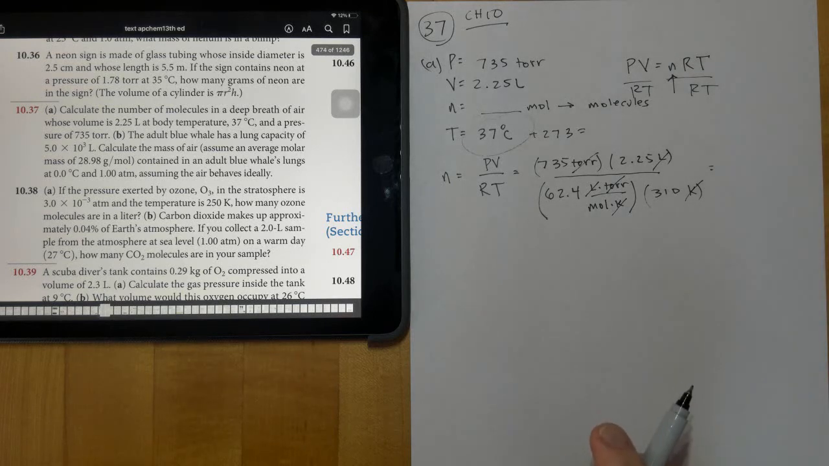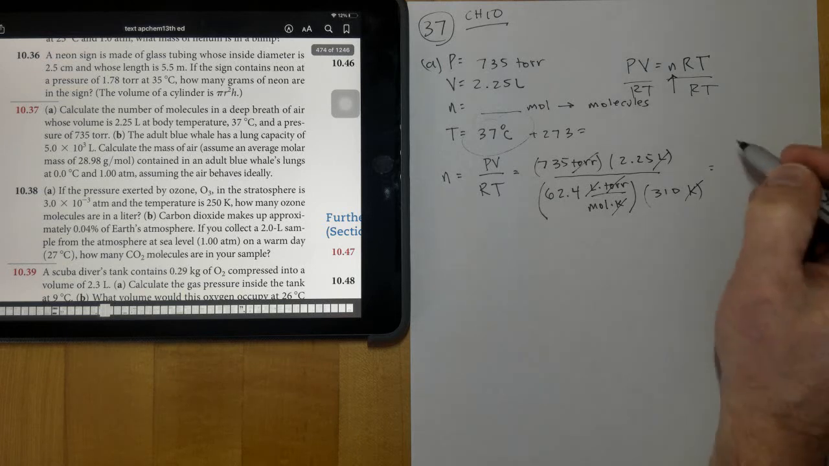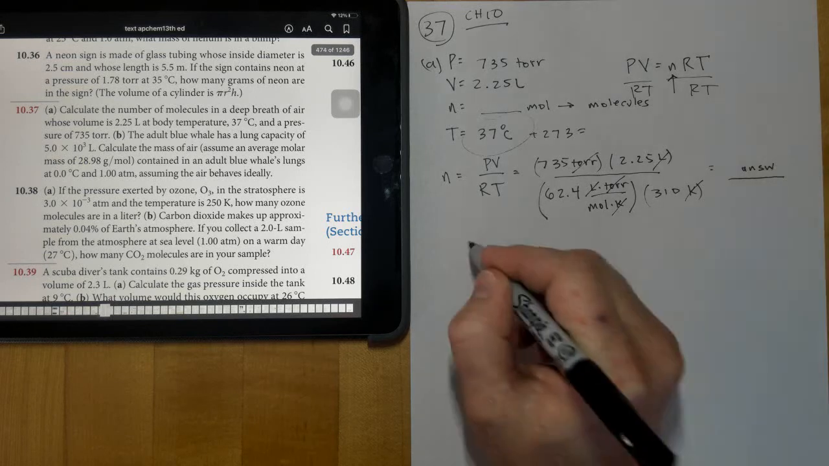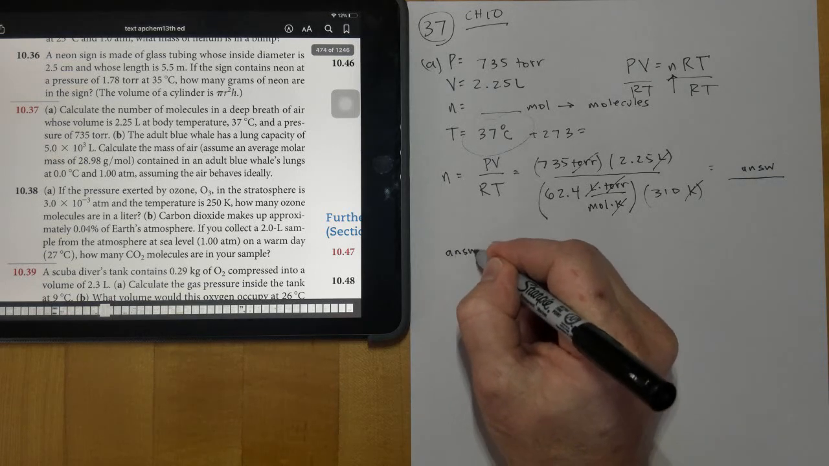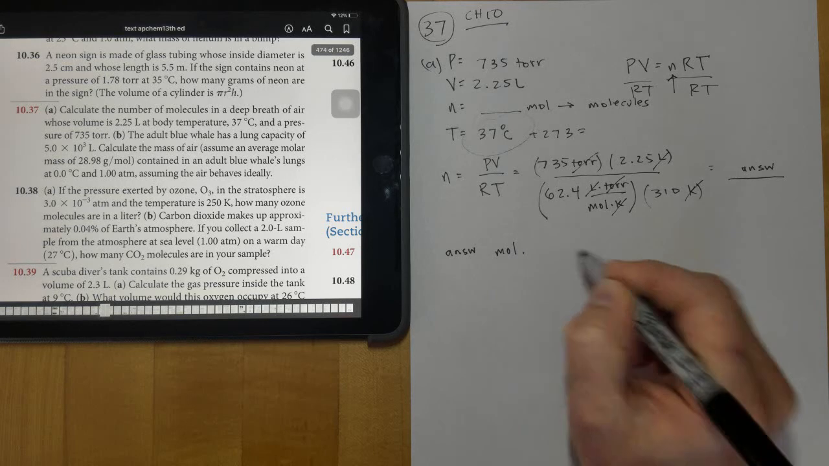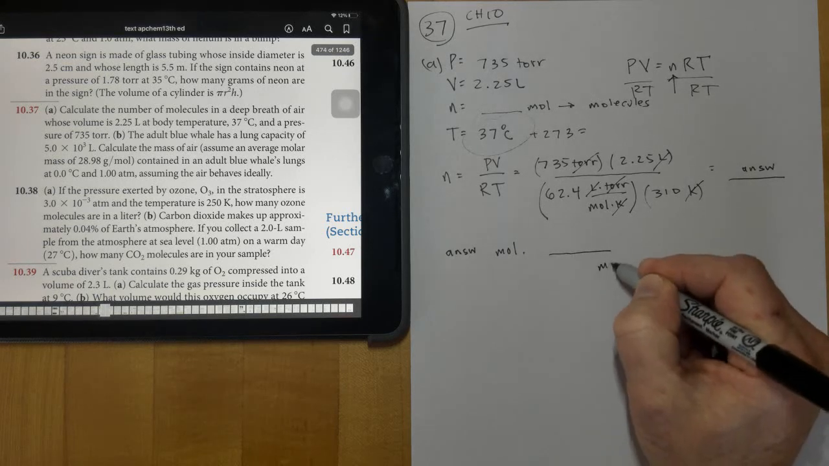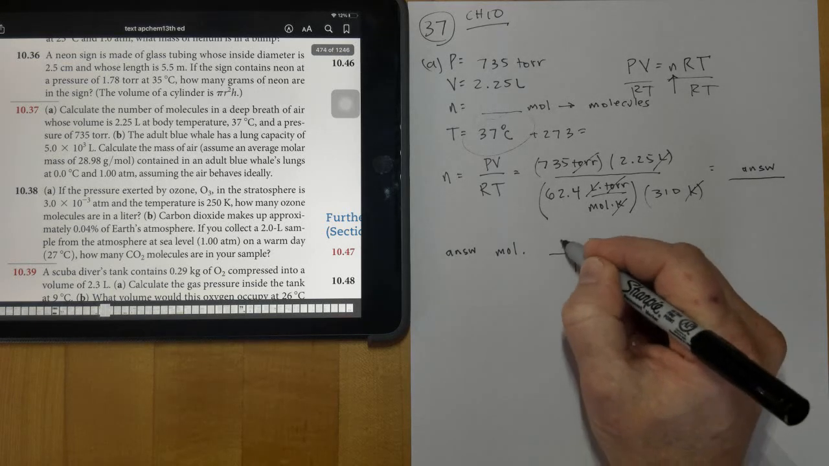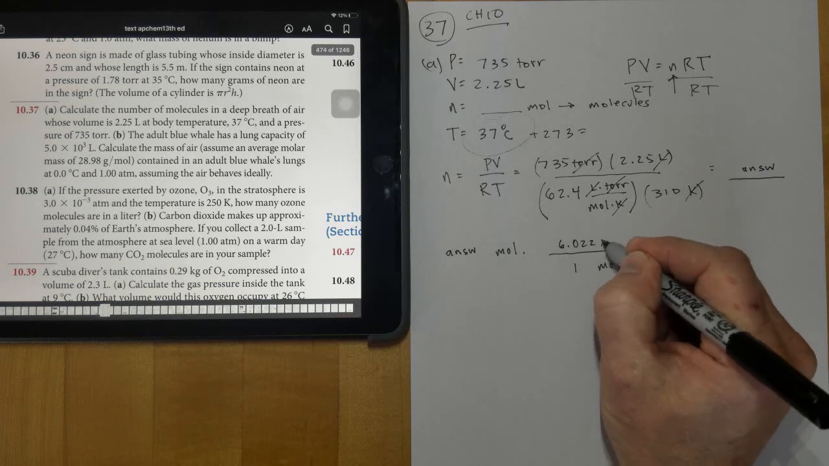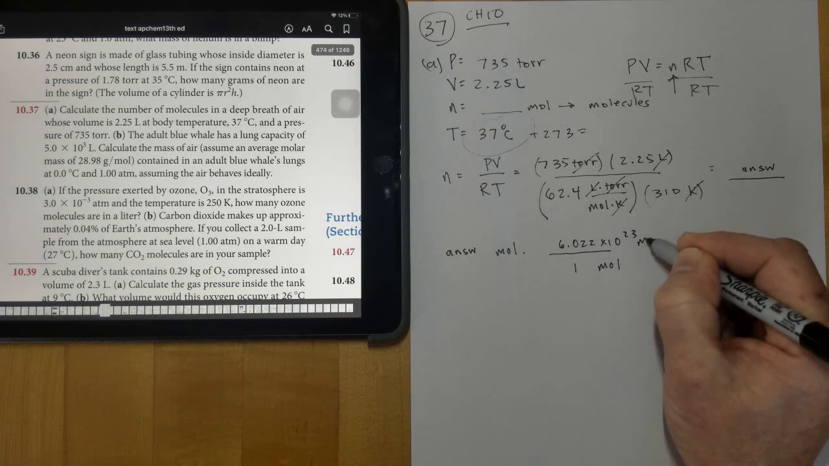So we're going to multiply those together, and then we're going to take that number and multiply it by 6.02 times 10 to the 23rd. So this answer right here is my number of moles. And then I put moles in a position where it's going to cancel, and for every 1 mole there are 6.022 times 10 to the 23rd molecules.